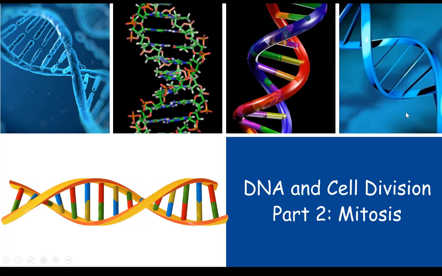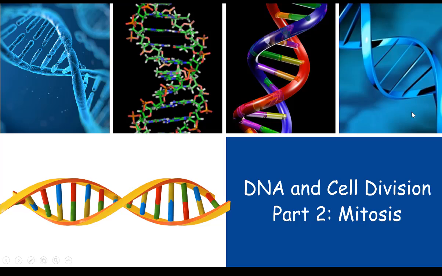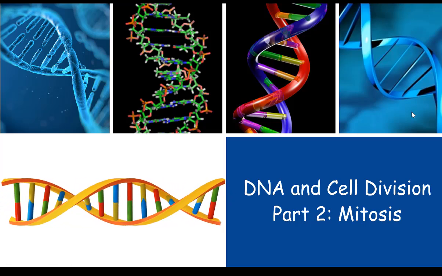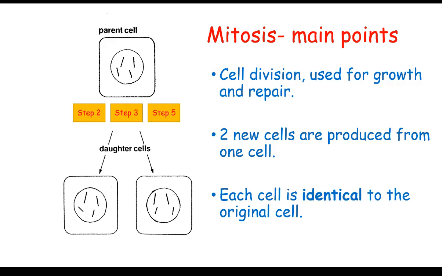Hello again. So next section of this topic then, in DNA and cell division, is mitosis. So mitosis is this then. It's cell division used for growth and repair. In mitosis, two new cells are produced from one cell and each cell is identical to the original cell.